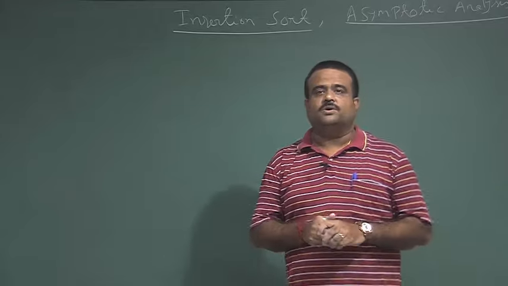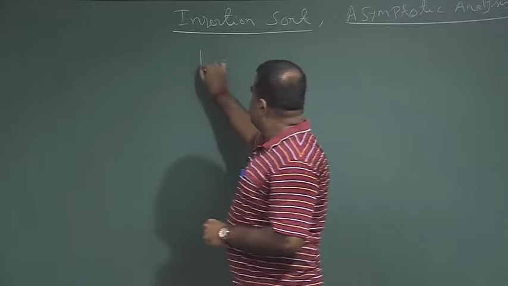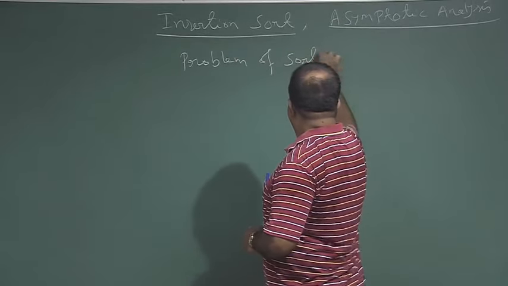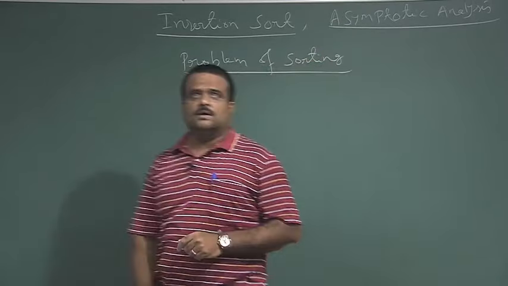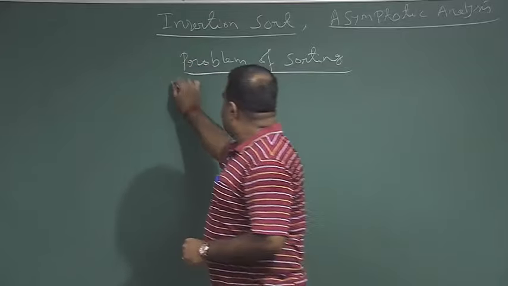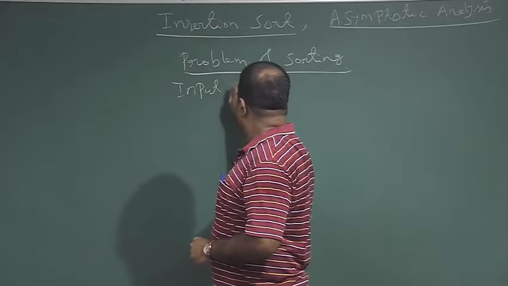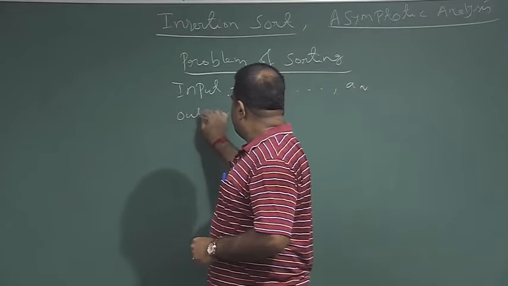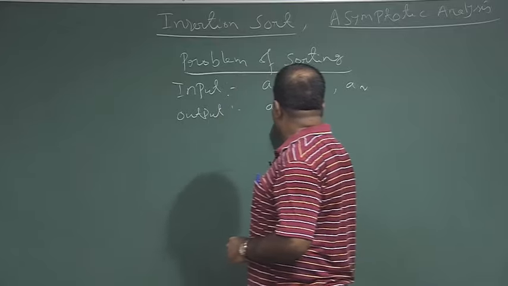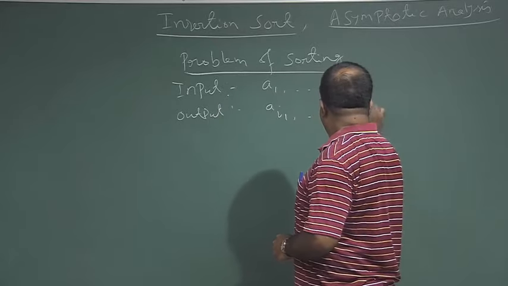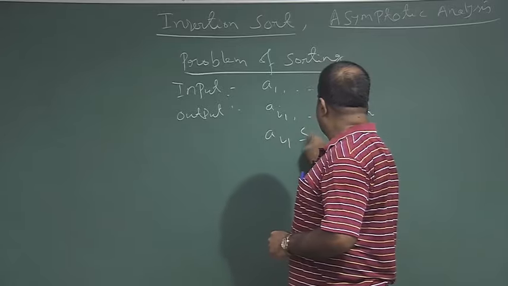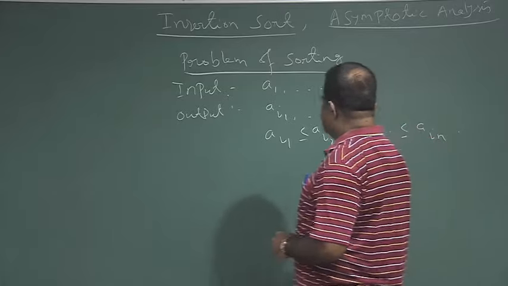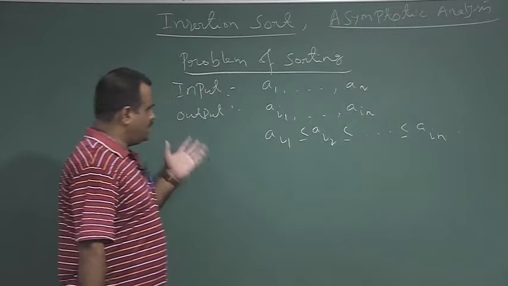Okay, so we will talk about the sorting problem. Basically, we have an input of size n, say an array a1, a2, ..., an, and the output will be a rearrangement or a permutation of this array, ai1, ai2, ..., ain, such that ai1 ≤ ai2 ≤ ... ≤ ain. So, this is a rearrangement of the numbers in a sorted way.